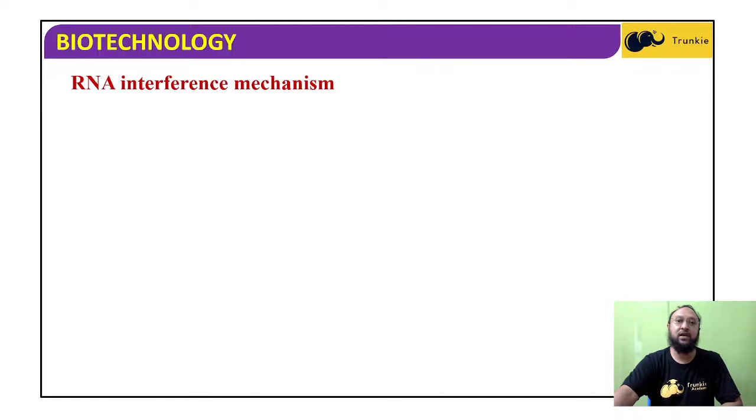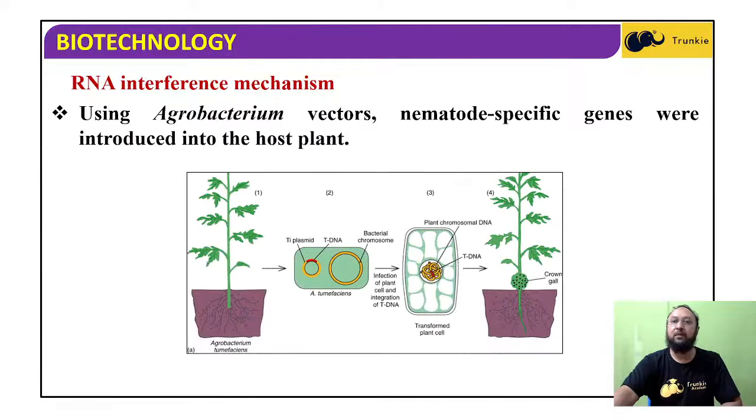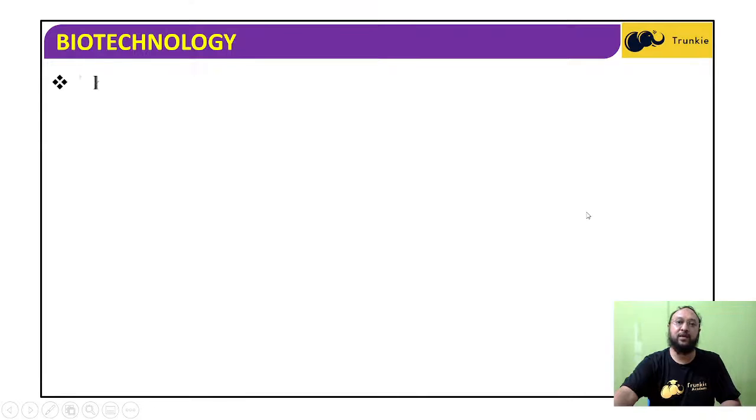So in the RNA interference mechanism, using Agrobacterium vectors, nematode specific genes were introduced into the host plant. Depending on which nematode is going to affect or parasitize the plant, those genes were introduced into the host plant to prevent the effect of the nematode.